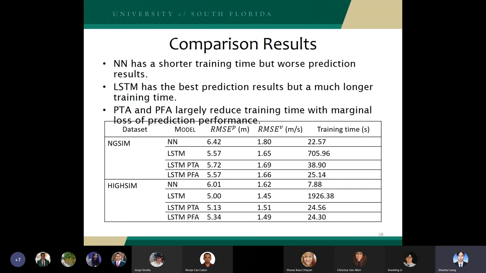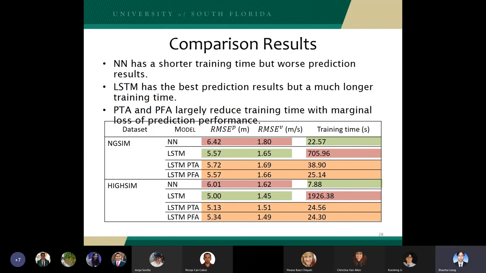The first experiment shown here is the comparison between all these models. First, we found that the neural network model has a short training time but worse prediction results. This is because of the simpler structure of the neural network. We also found LSTM had the best prediction results but a much longer training time. This is because LSTM has the advantage of addressing time series problems, but it has a much more complex structure. Compared with the LSTM model, PTA and PFA largely reduce training time with marginal loss of prediction performance.